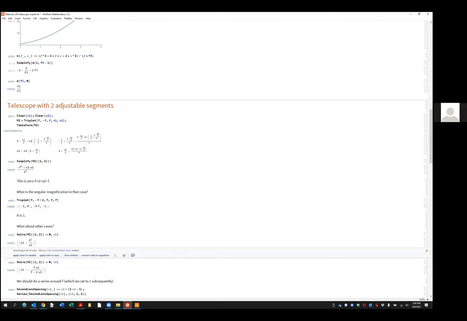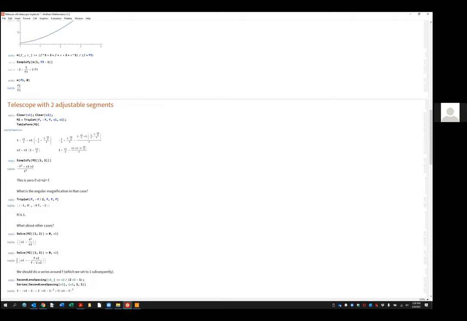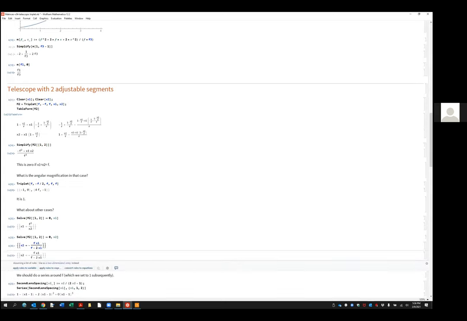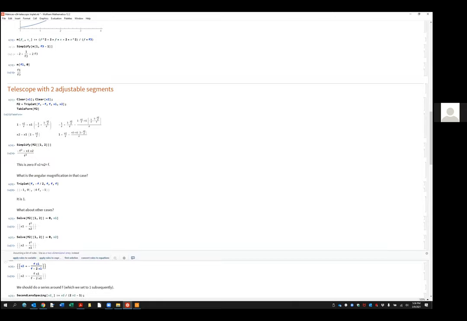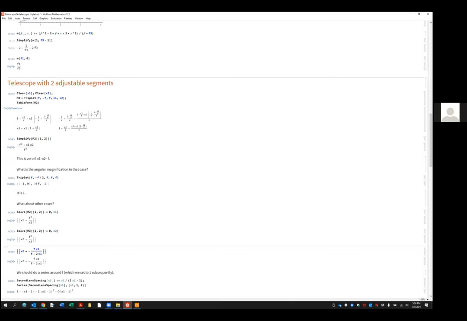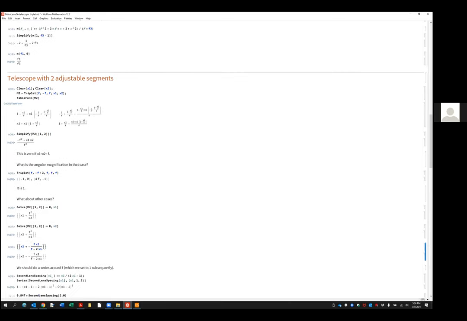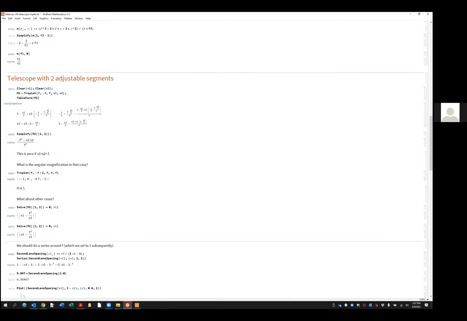Now we get something that is 1 over x. That doesn't look right. Okay, there we go. I clicked on the wrong thing. Again, we're going to get one of these hyperbolic relationships. Any questions?